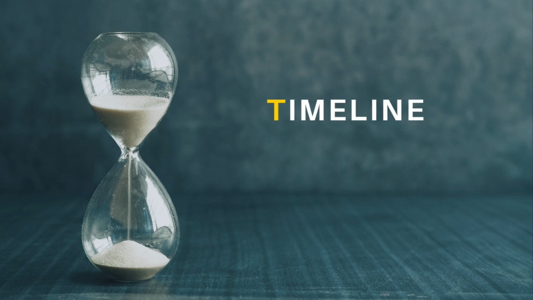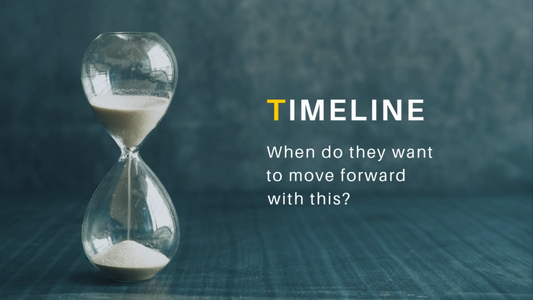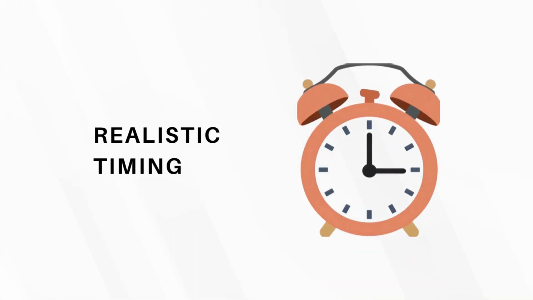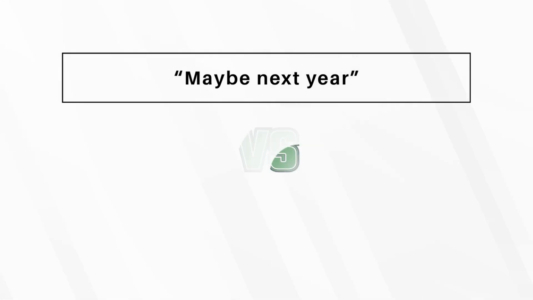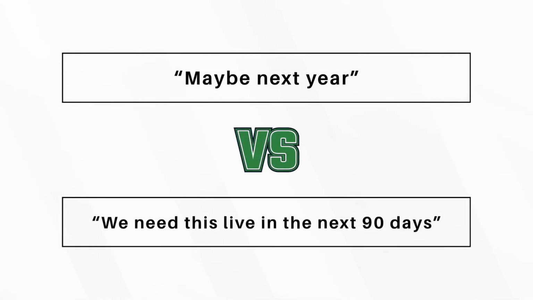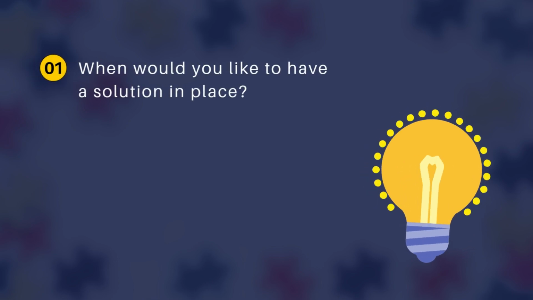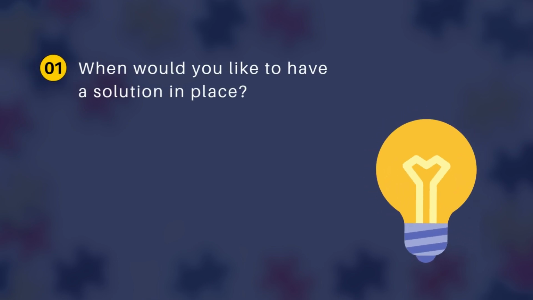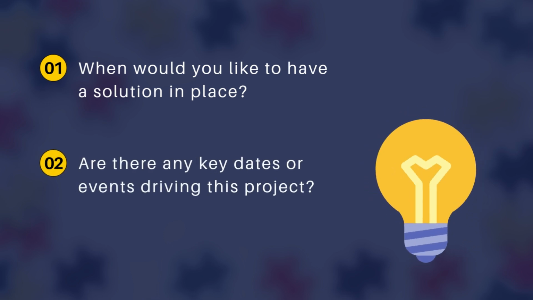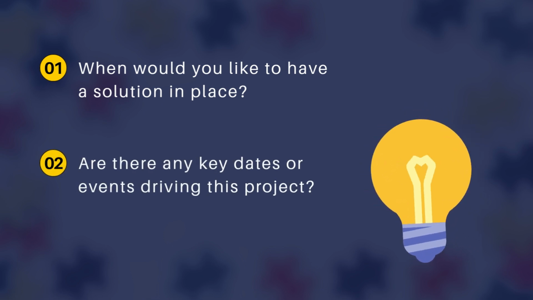T is for timeline. When do they want to move forward with this? You're checking urgency and a realistic timing. A maybe next year is very different from we need this live in the next 90 days. So some good questions would be, when would you ideally like to have a solution in place? Or, are there any key dates or events driving this project?